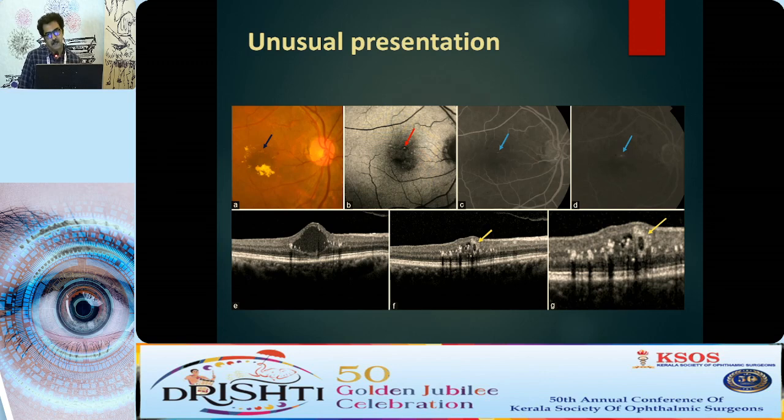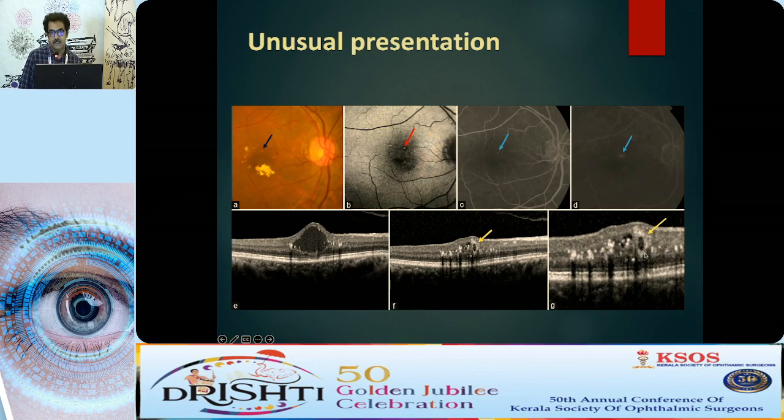So a new concept, something called PEVAC, P-E-V-A-C. That's called Perifoveal Exudative Vascular Anomalous Complex. I was saying it again and again so that I should not miss it. Now, with back shadowing, you can see a round thing here. This is a dilated capillary. This is a PEVAC lesion.